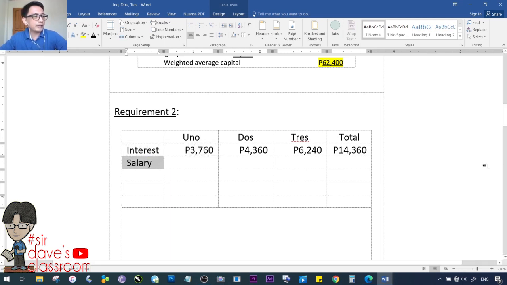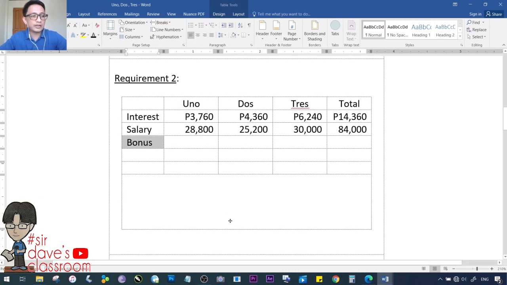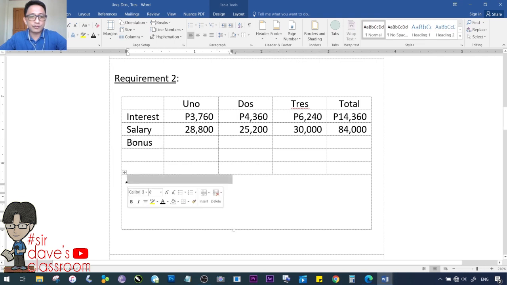Next provision, we dealt with the salary provision. Ang sabi, 28,800 and 25,200 and 30,000 for the 3 partners. So, yun yung salaries. Okay? The total should therefore be 84,000. Next one, we dealt with the bonus. May binigay na bonus. 10% of net income after deducting the bonus and his salary. Yun ang sabi. So, ito yung computation natin therefore para dito sa ating bonus naman.